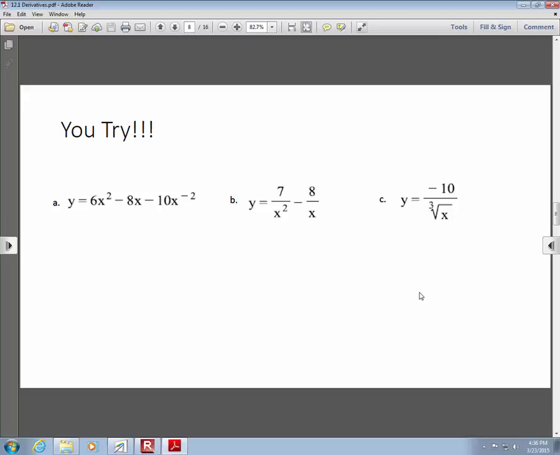Now, look at this one. I got y equals 7x to the negative 2 minus 8x to the negative 1. Right? I take those to the top. Remember, that's a positive 1 here. So take the derivative. Y prime is equal to negative 2 times 7, which is negative 14 x. Subtract the 1 from the negative 2, you get negative 3.